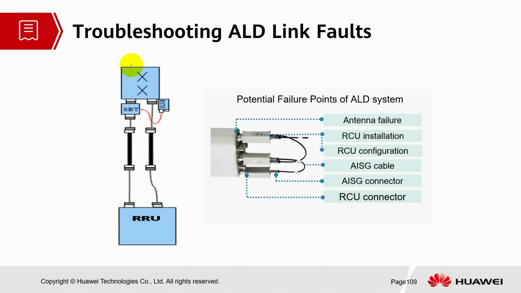So let's look into troubleshooting ALD link faults. Potential failure points of the ALD system. ALD stands for antenna line device, so basically the antenna line device system. It can be related to antenna failure, RCU installation, RCU configuration, AISG cable, AISG connector, and RCU connector.